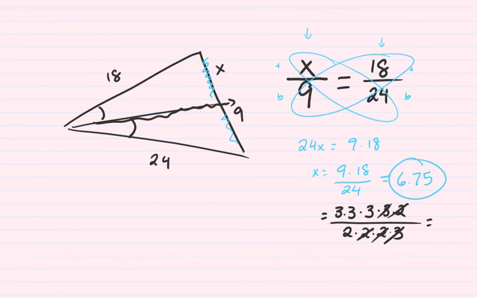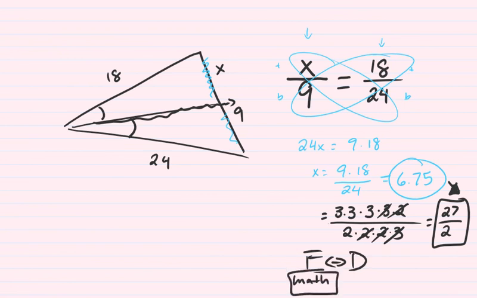So I end up with 3 times 3 times 3, which is 27, over 2. And if you know how to convert that back on your calculator, that's how you would do it: you would press your fraction to decimal button, or maybe you have a graphing calculator and you have to press math, enter.